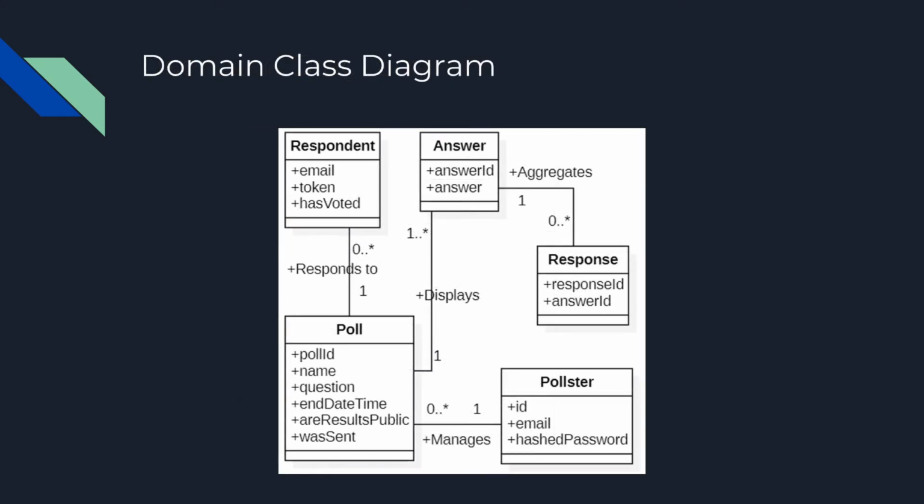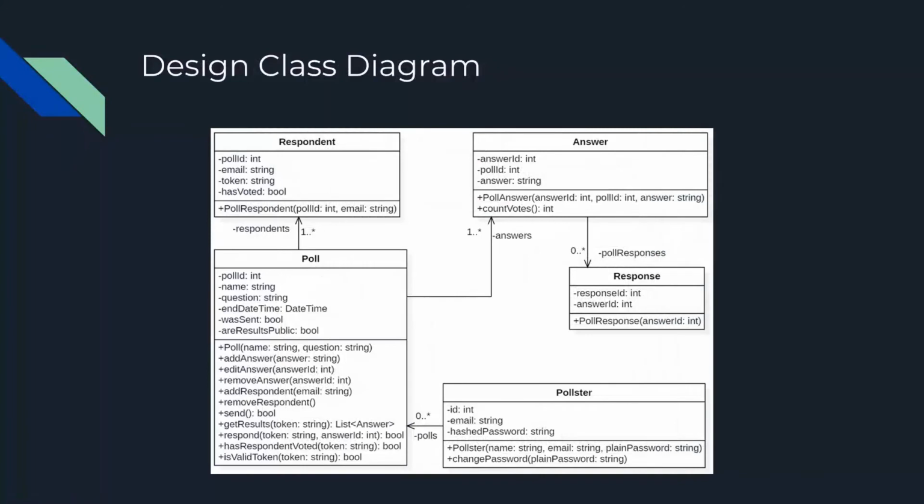This is our domain class diagram. The respondent responds to a poll. The poll displays answers. The answer aggregates responses. And the pollster manages polls. Each of those has its own attributes. This is our design class diagram. It is the same as the domain class diagram, but it also adds navigability between the classes, and it adds all the operations and all the data types.